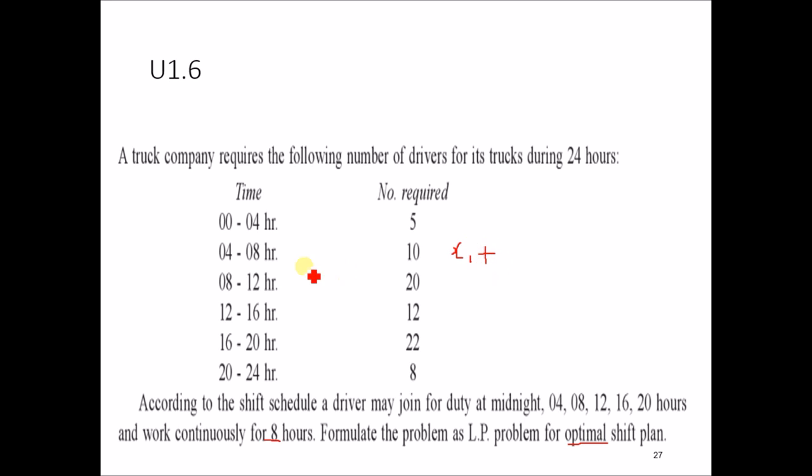plus, so they can continue the work from 4 to 8 or 8 to 12. So we can write x1 plus x2 greater than or equal to 10. Since the problem is minimization, the constraint is x1 plus x2 greater than or equal to 10. To write the constraint for this time limit, we have to write x2 plus x3 greater than or equal to 20.